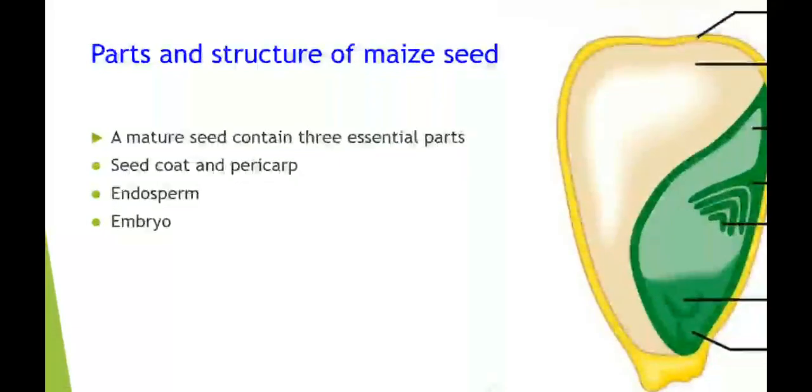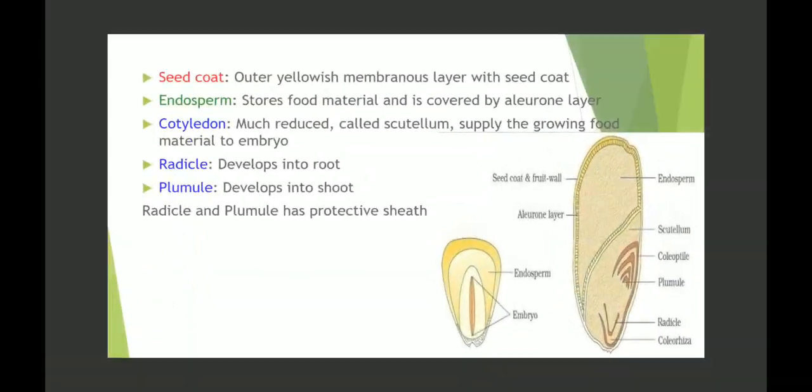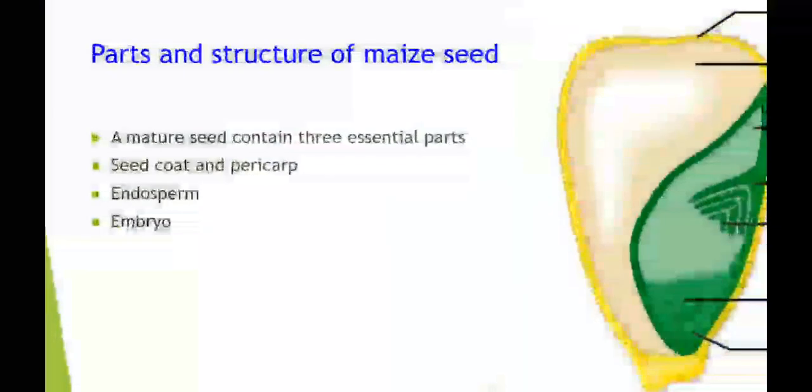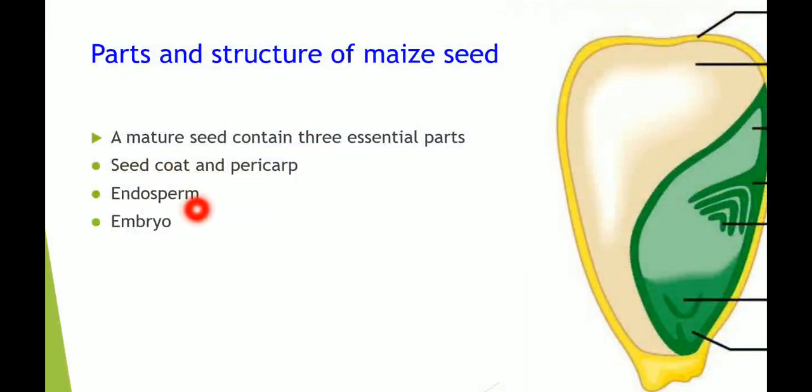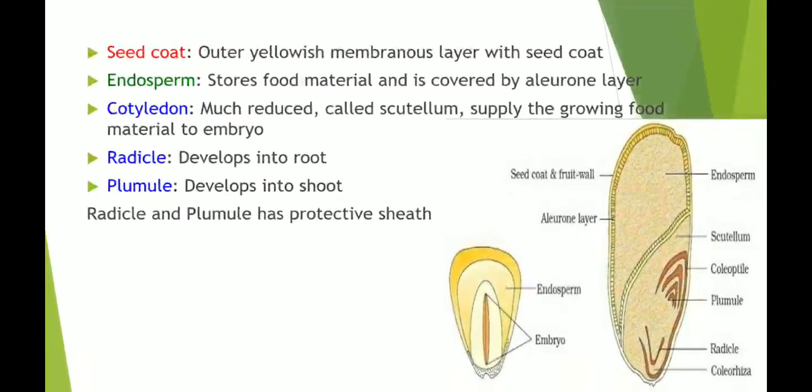Now the next structure is the structure of maize. A mature seed contains three essential parts, and these are seed coat, endosperm, and embryo. All these three are the essential parts of the maize seed. This is the structure of a maize seed. Let me explain it more to you.